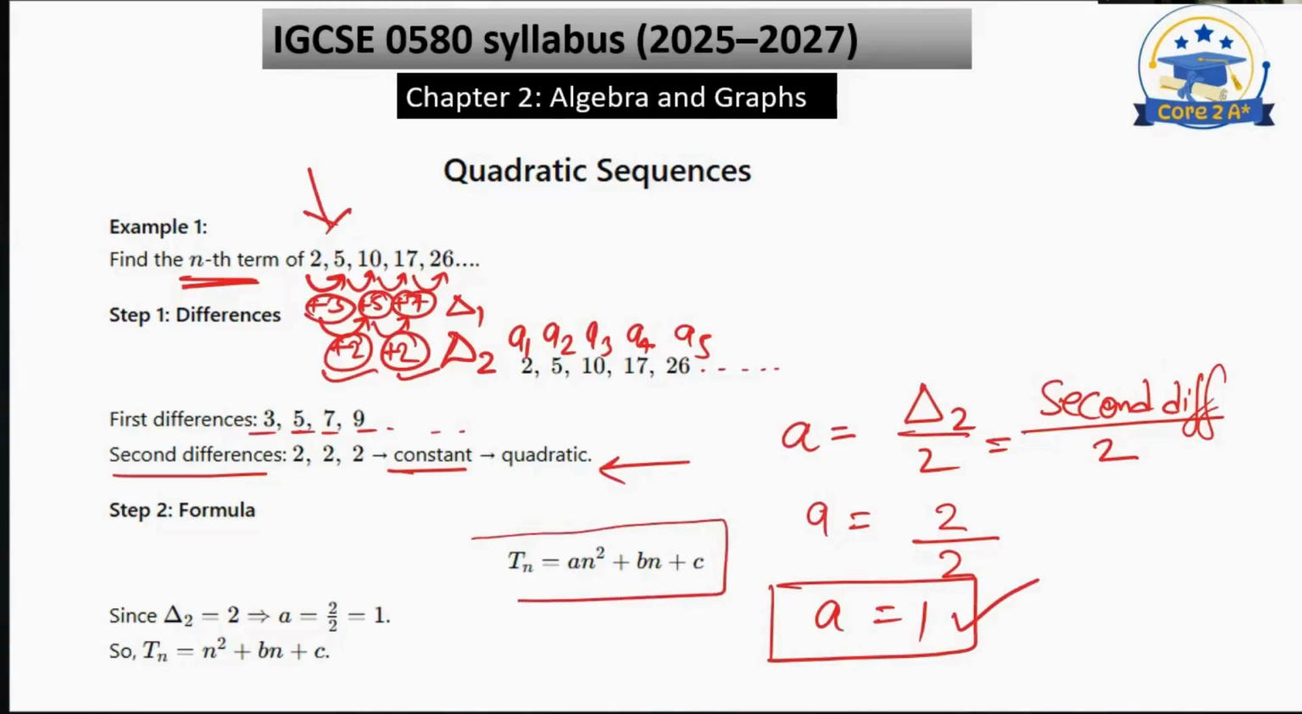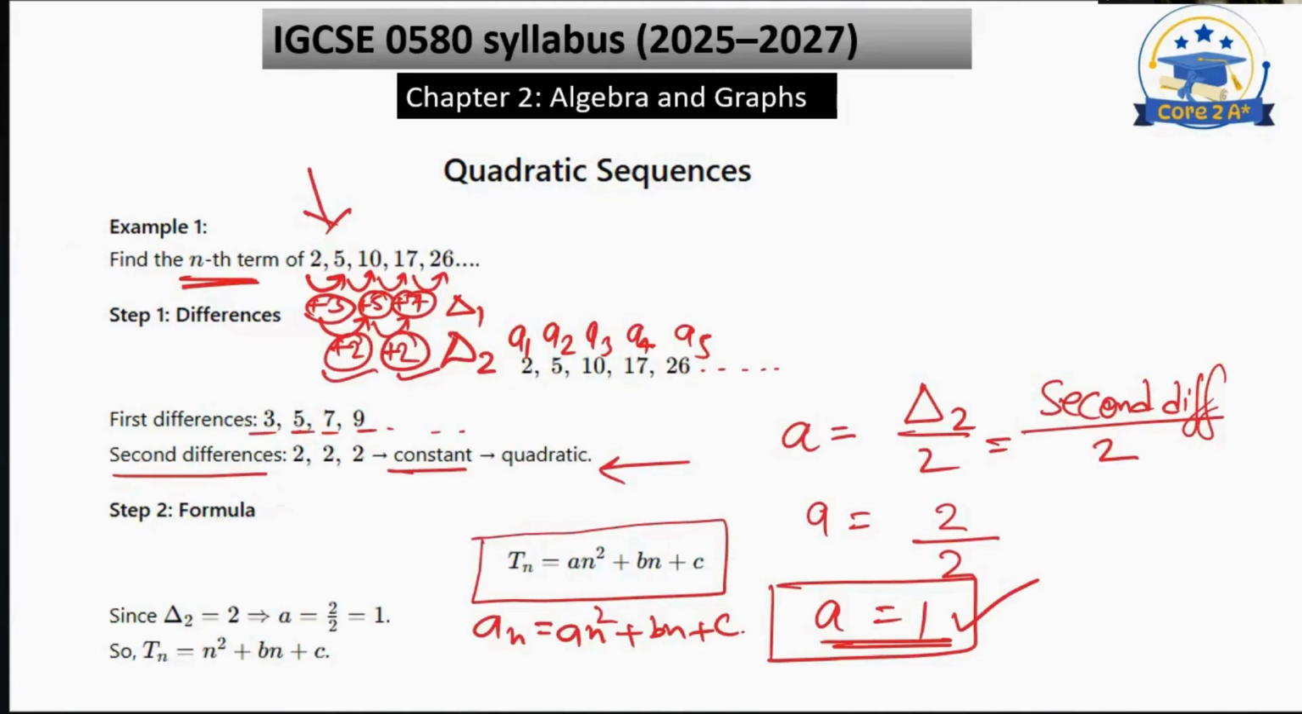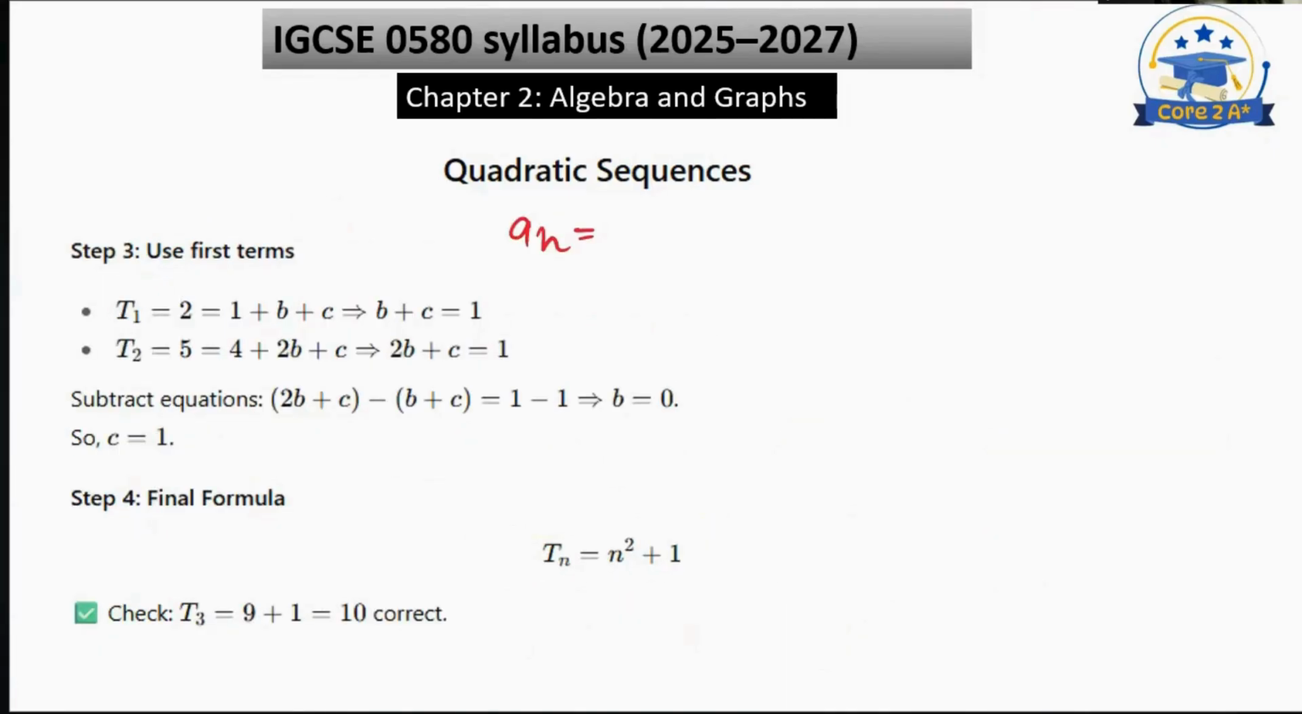And we know this is the general formula of a quadratic sequence: Tn or an, whatever you use in your textbook, equals an square plus bn plus c. Put the value of a equals 1 in the general form. After putting it, what will we get? An equals n square plus bn plus c.